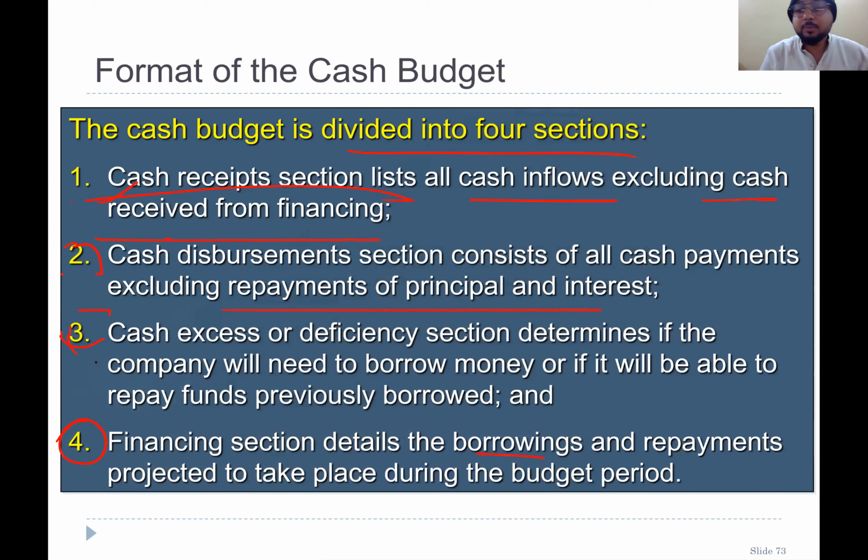And the third step: if we have a positive number, that is excess. If we have a negative number, we have deficiency or cash needed. This is cash surplus. This is cash needed.